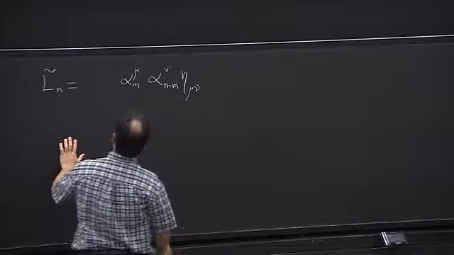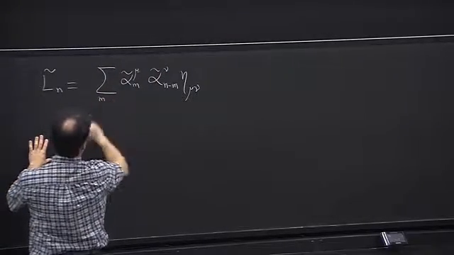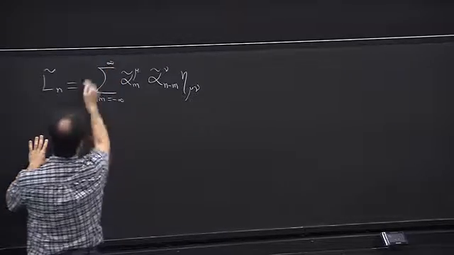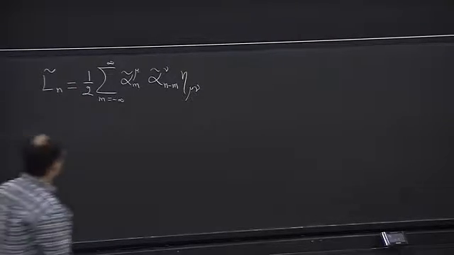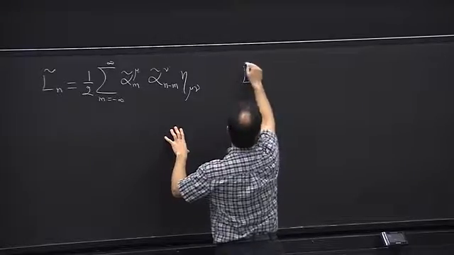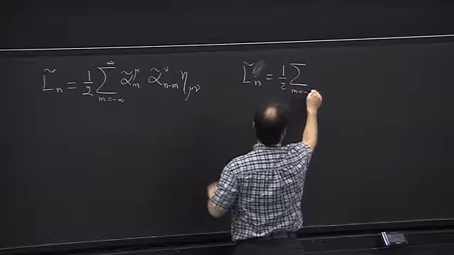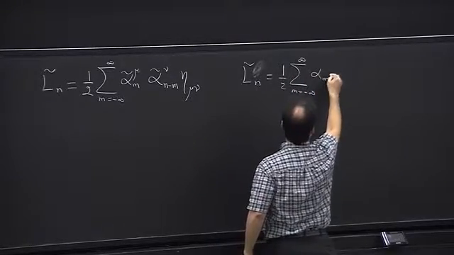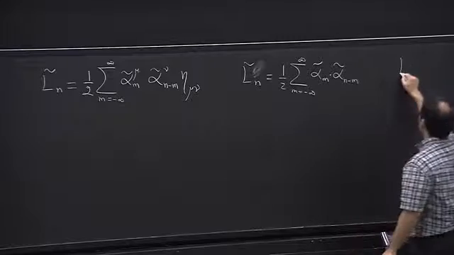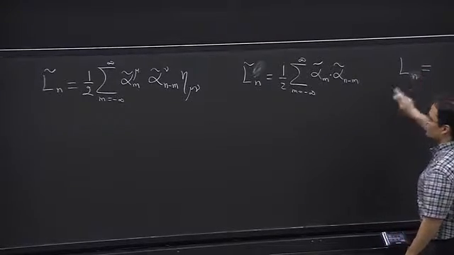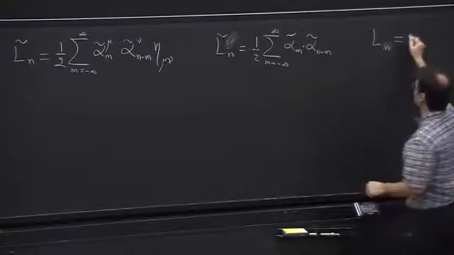Now, it turns out that the full answer is just the sum over all m's, and the normalization was chosen so that we just get a half. So that looks quite nice, but it looks even better if we use our notation. And of course, we can get the same story for the left movers or the right movers. Yes, so it will be the right movers.